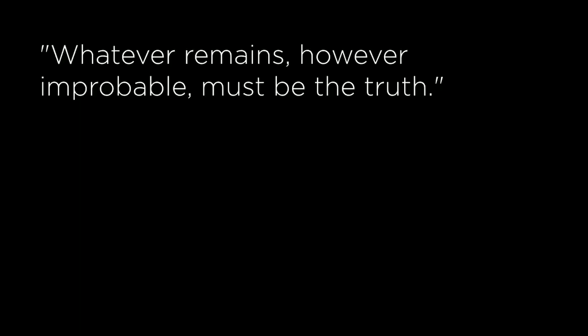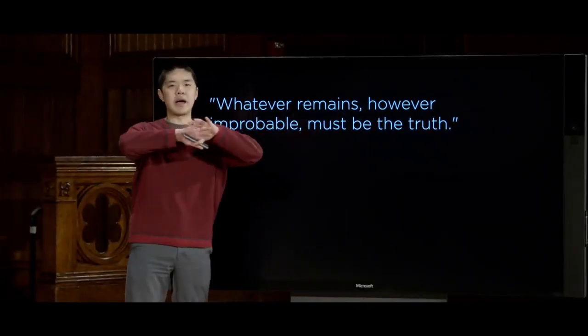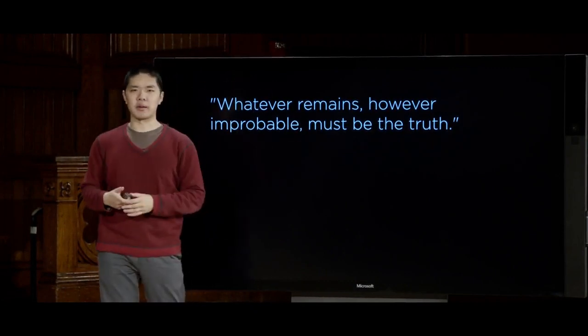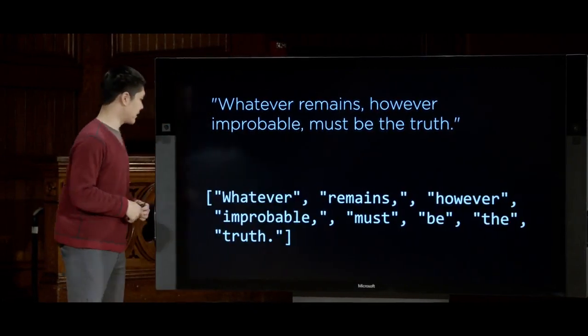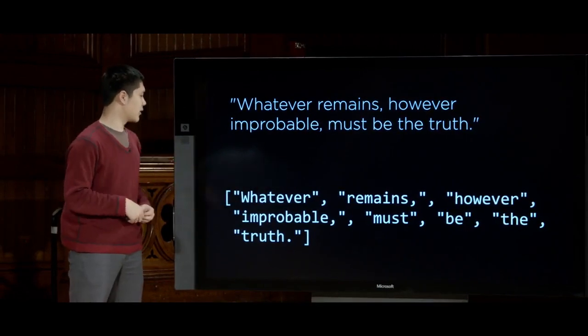And so if I had a sentence like, "whatever remains, however improbable, must be the truth," how would I tokenize this? Well, the naive approach is just to say, anytime you see a space, go ahead and split it up. We're going to split up this particular string just by looking for spaces. And what we get when we do that is a sentence like this. Whatever remains, however improbable, must be the truth.